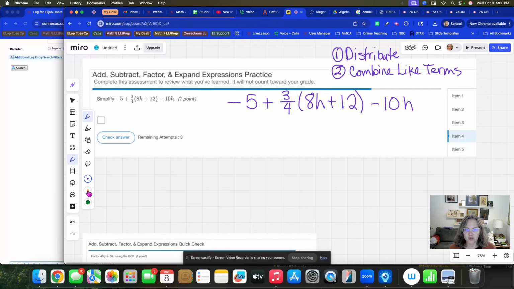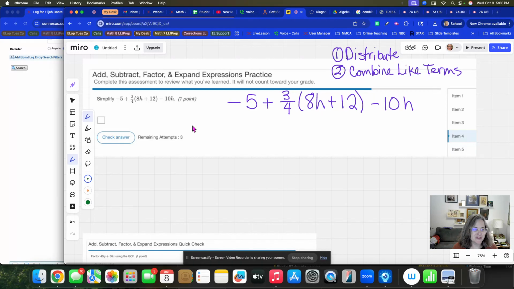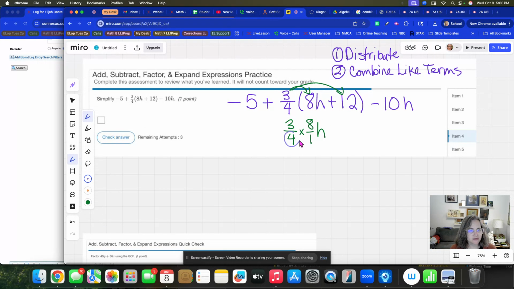All right, to distribute here, I have to distribute a fraction. Luckily it's positive, so it could be worse. Basically I want 3/4 of everything inside the parentheses. So I want 3/4 times 8 over 1 times h. I'm going to do some cross canceling here. Anytime you see numbers in a fraction where one's in the numerator, one's in the denominator, and they have a common factor, divide by that common factor. I'm going to divide by 4.